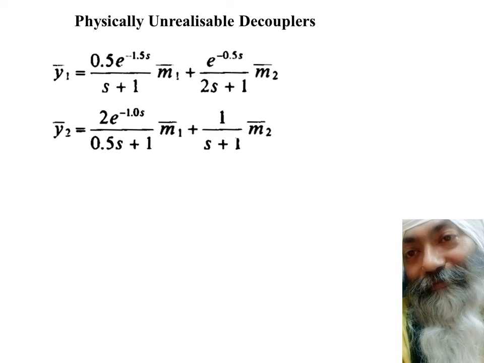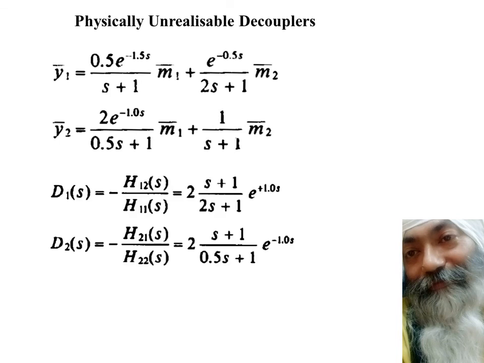So this is one system, and for it we design decouplers as we had just seen, by putting D1 equal to minus H12 over H11 and D2 equal to minus H21 over H22. There is no issue for D2, because D2 happens to be this equation times e to the power minus 1 s, a delay of 1. That's perfectly okay, but we have an issue with D1. D1 requires H12 divided by H11.